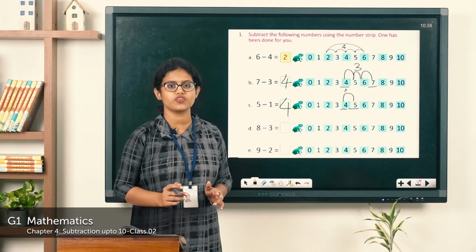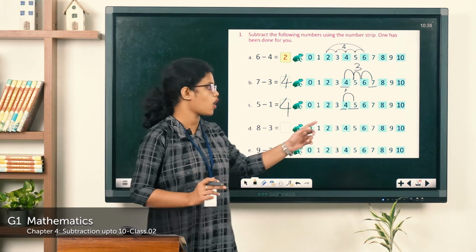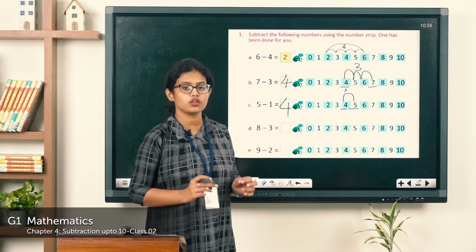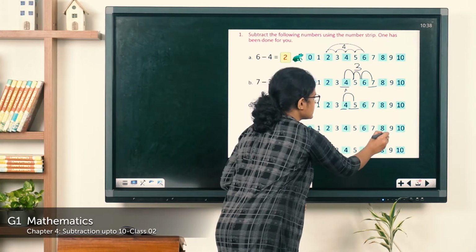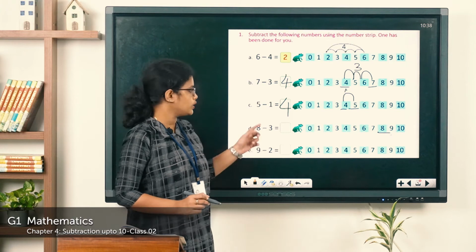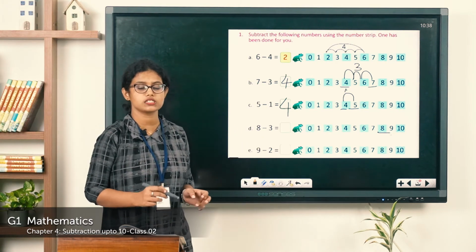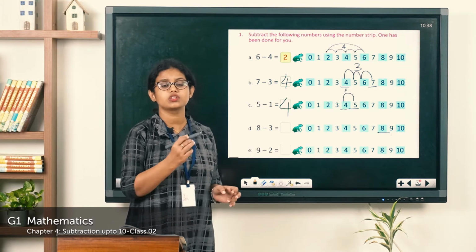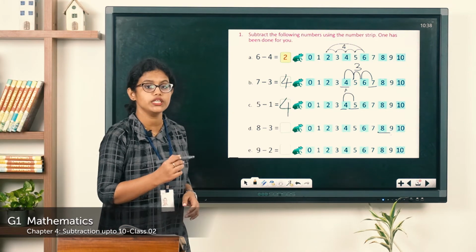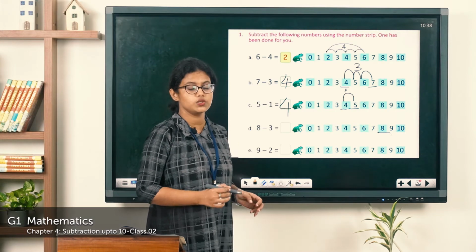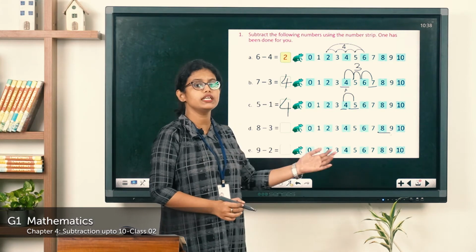So what do you have to do first? Find 8 on the number strip. So did you all get the 8 on the number strip? So here it is, number 8. So you need to take away 3 from 8. Or you can say you need to subtract 3 from 8. So you need to move 3 steps. You need to hop 3 steps to the left.